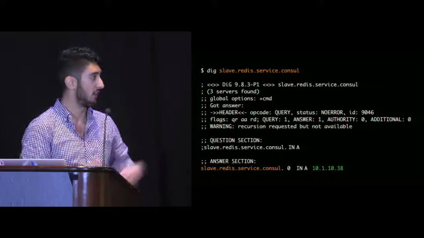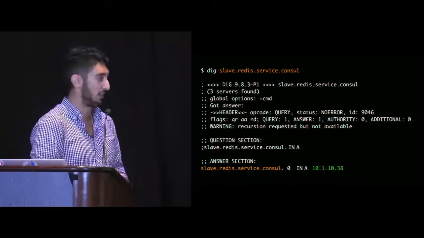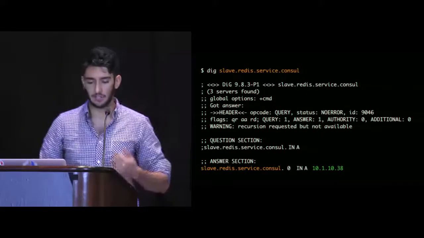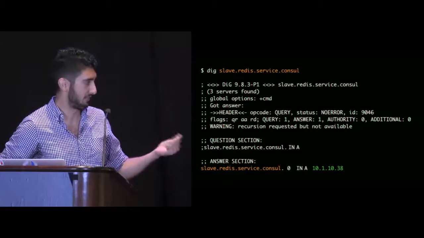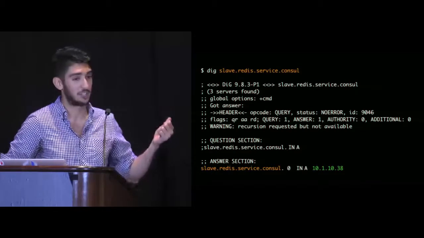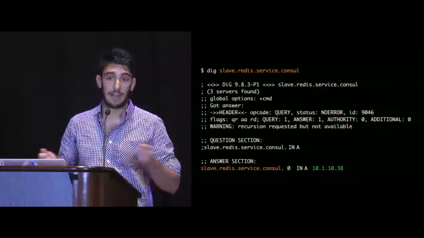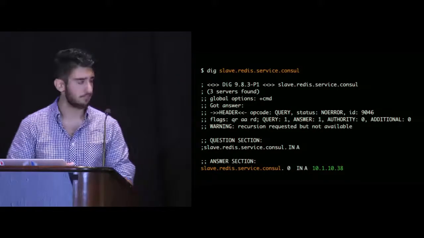Then Consul will return and say, oh, here's the IP address of a node that I know is running this. And you'll notice it returns a TTL of 0, so that the next time you ask, it can actually return a different answer and load balance across the different instances.